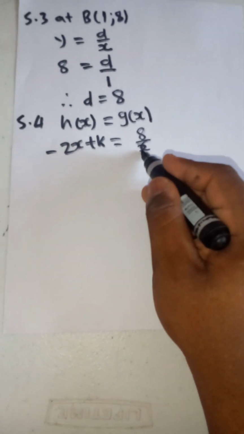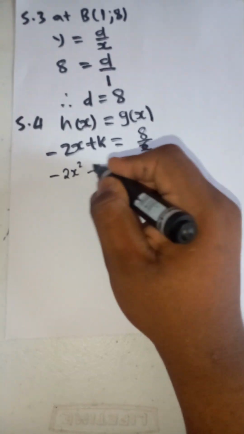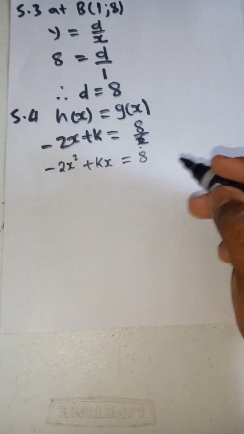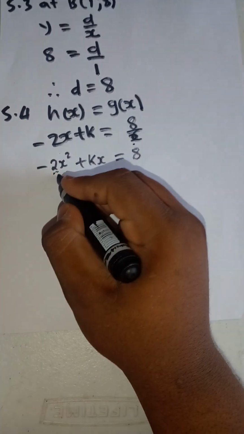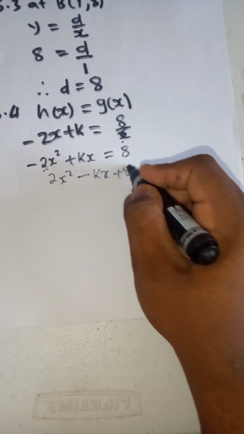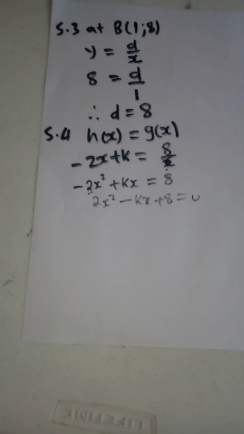And then now let's do the maths. It is 8 over x, so we must get rid of the fraction. You must multiply everything by the denominator. And then let's simply make this one positive. So it will be 2x squared minus kx plus 8, which is equals to 0. I need markers. I just need to get new ones.